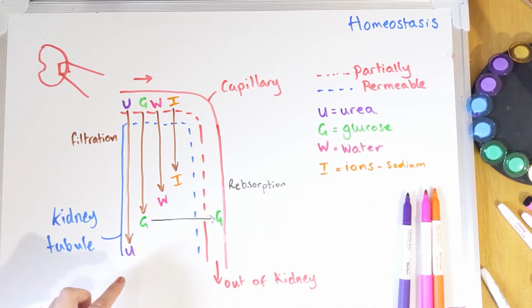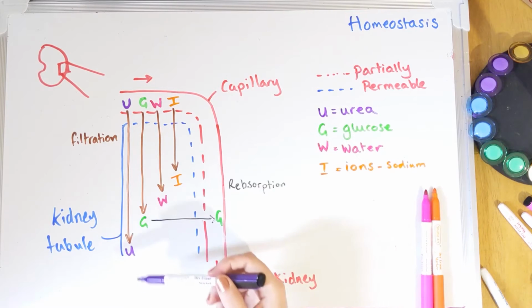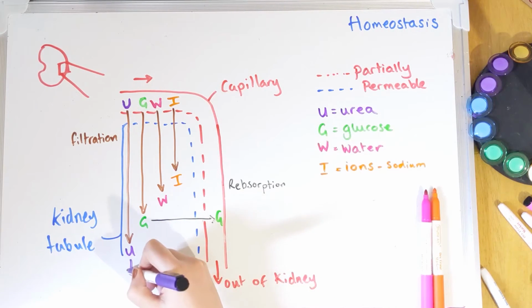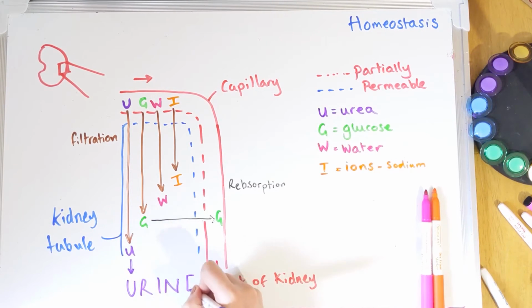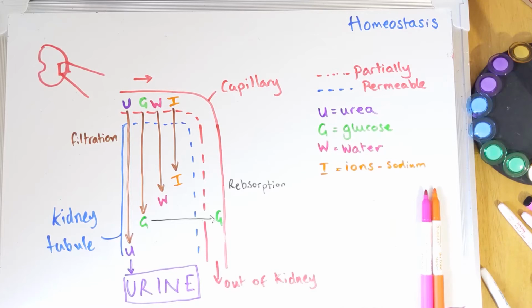The urea is a completely waste product that we don't want, so that is always going to be taken out of the tubule into the bladder to form urine. And then your urine goes off to your bladder and off to the toilet when the time is right.